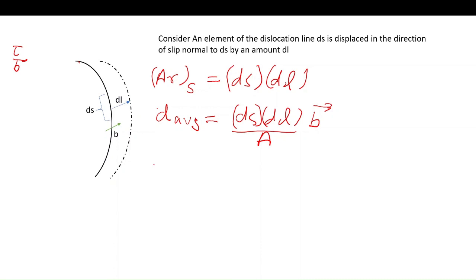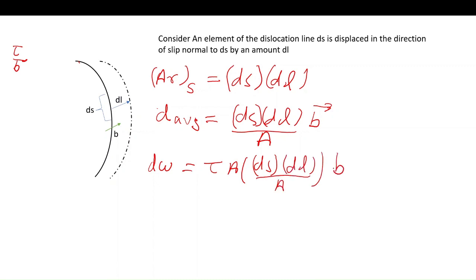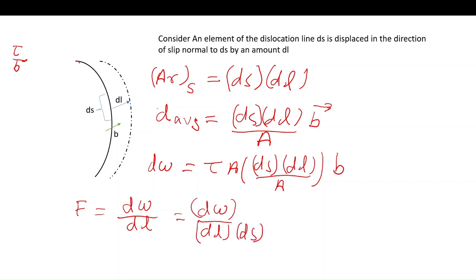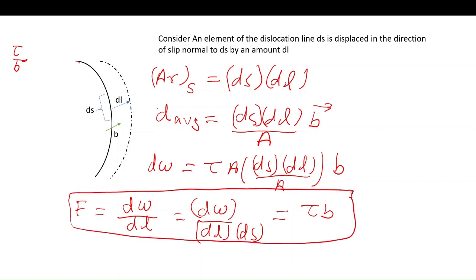Now if I write the work done for this displacement, that will be equal to tau into A times the average displacement. In order to find the force, force is nothing but dW by dl. But mind, this force is force per unit length, so we have to divide dW by dl into the length of the element which we have taken as ds. By rearranging the terms from the equation of dW, we get F equal to tau times b.